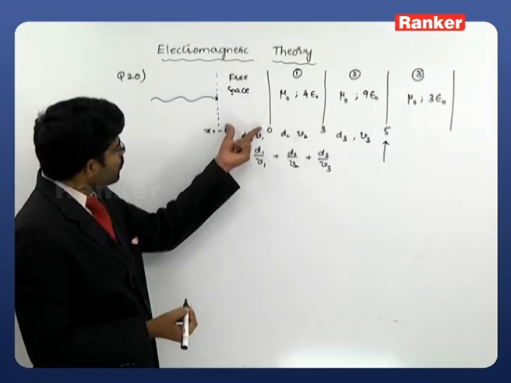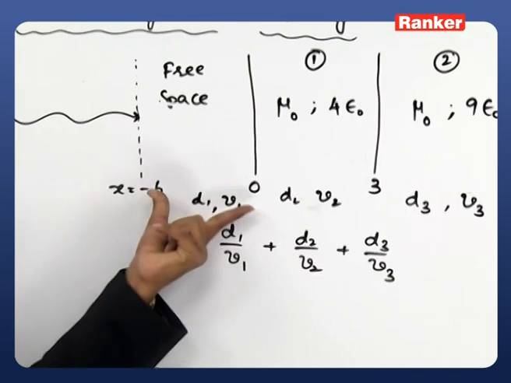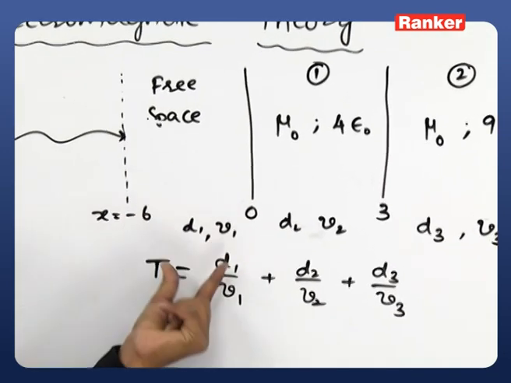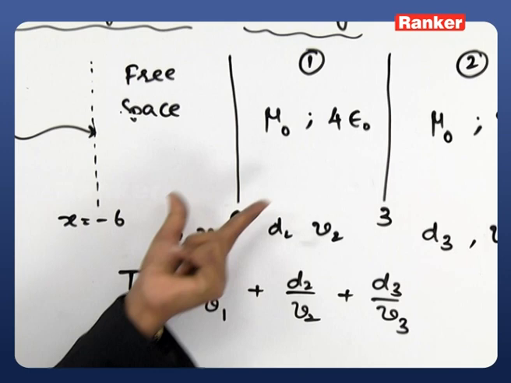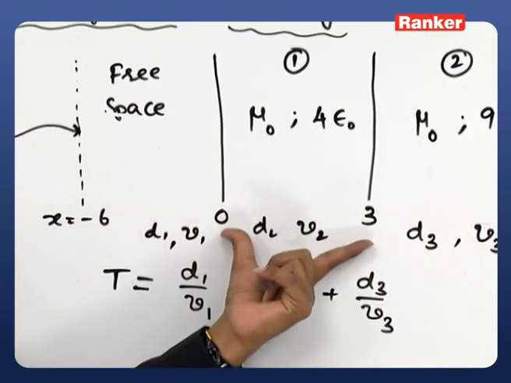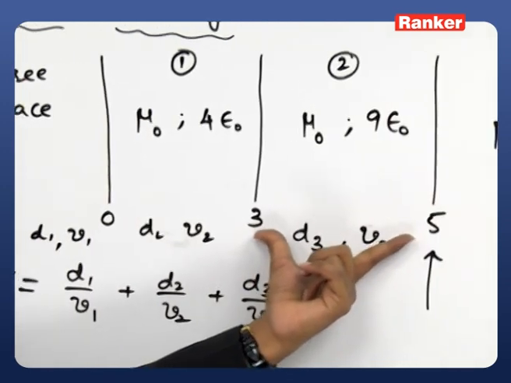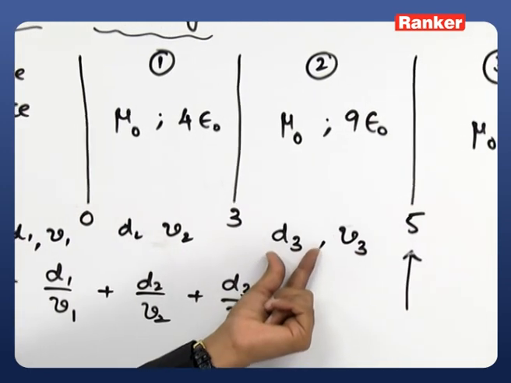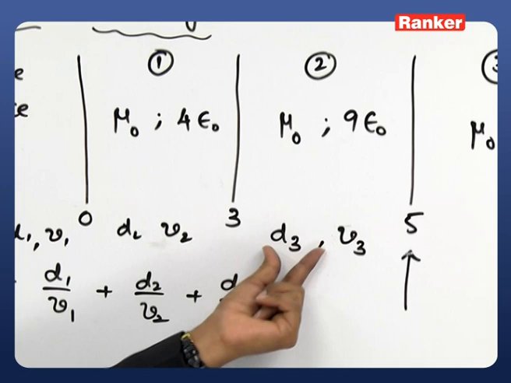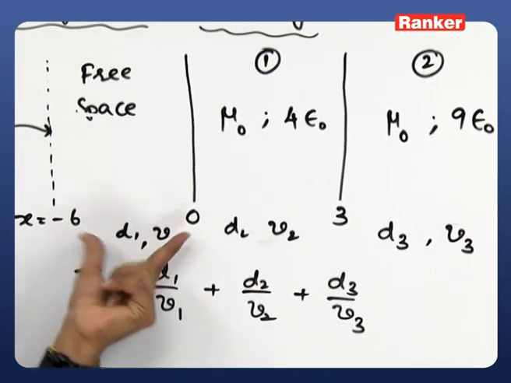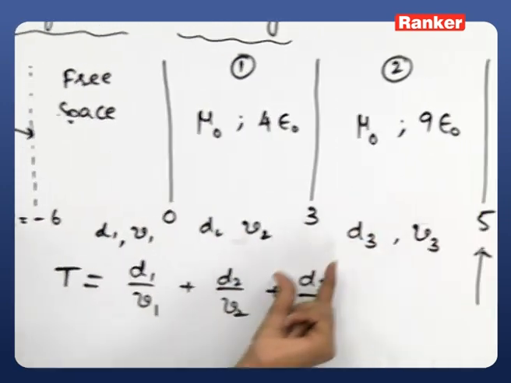Just observe, in the first medium it is traveling from -6 to 0, so the total distance traveled is 6 meters. In the second medium it is traveling from 0 to 3, so the total distance traveled is 3 meters. In the third medium it is traveling from 3 to 5, so the total distance traveled is 2 meters. Right? The distances are obtained. d1 is 6, d2 is 3 and d3 is 2.